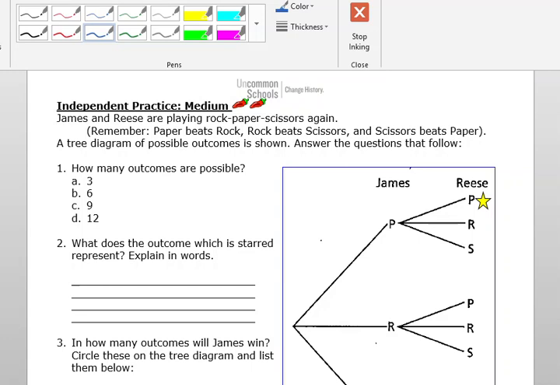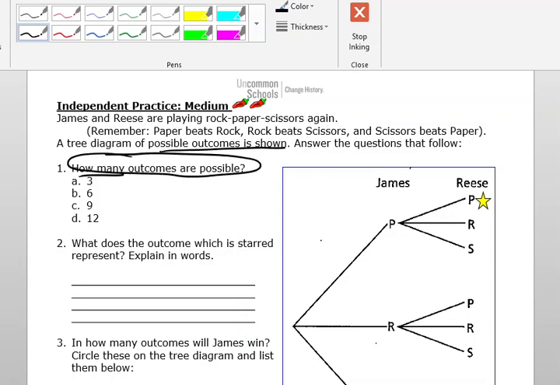All right, let's go back to our game of rock, paper, scissors. So James and Reese are playing rock, paper, scissors again. And remember, paper beats rock, rock beats scissors, and scissors beats paper. A tree diagram of the possible outcomes is shown. Answer the questions that follow. How many outcomes are possible?